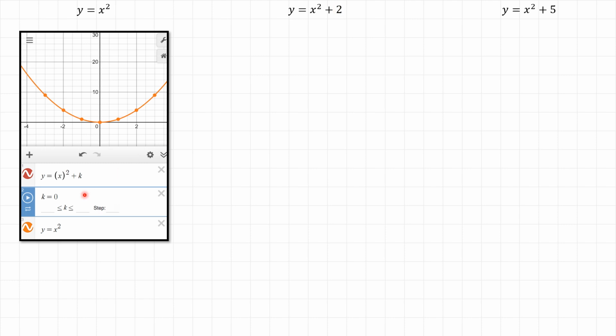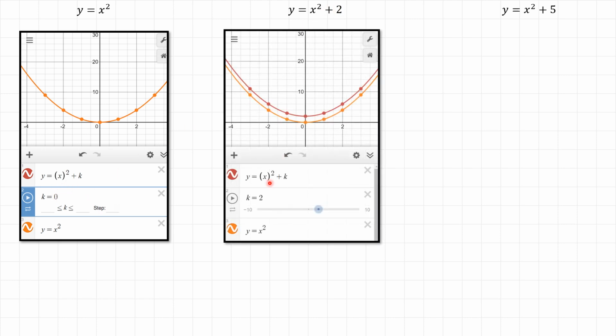If I make the value of k 2, so this would be x squared plus 2, you see that all of these points have been moved, translated up, and it looks like they've been translated up by 2 units. This is 2, 4, 6, 8, 10. So each one of these sub-grid lines are just 2 units. These minor grid lines are 2 units apart.